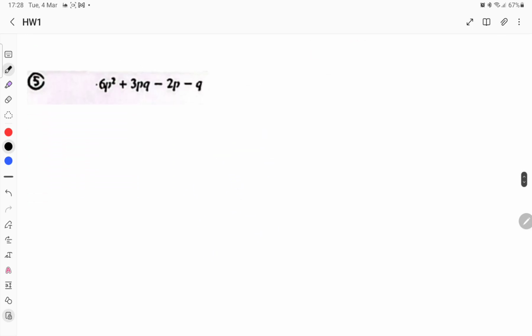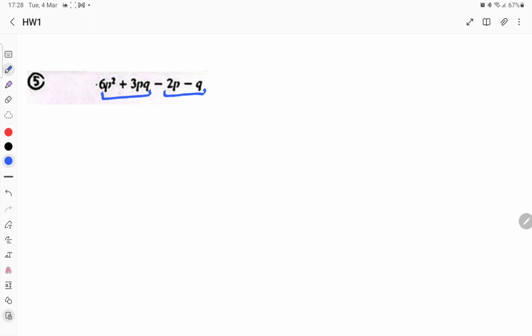6p squared plus 3pq minus 2p minus q. I think we're going to need to factorize by grouping, because we have 4 terms. How many terms do we have? 4 terms. So we're going to need to factorize by grouping. Very good. So this is a group and this is another group, or you can change the groups as you wish.